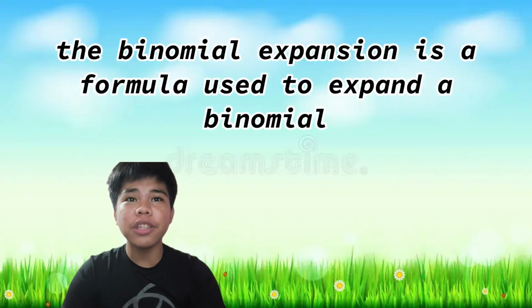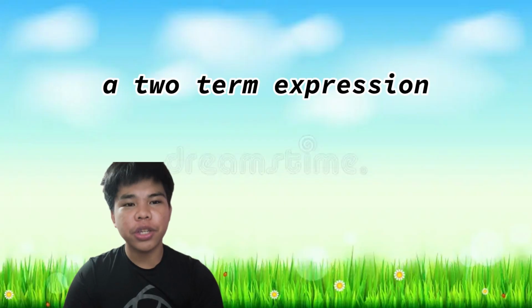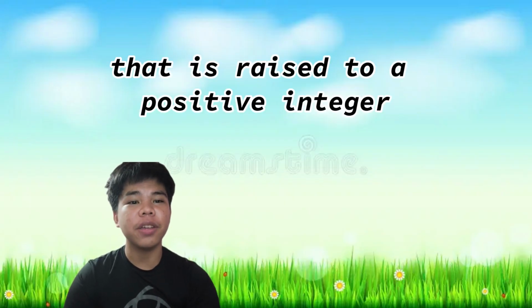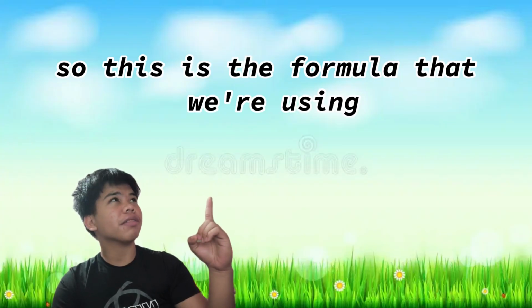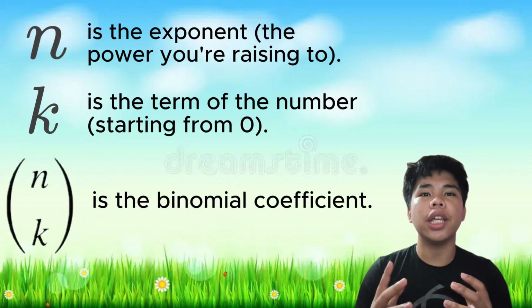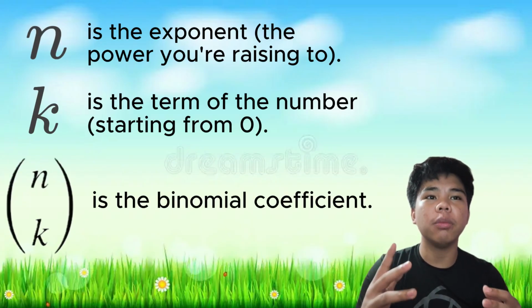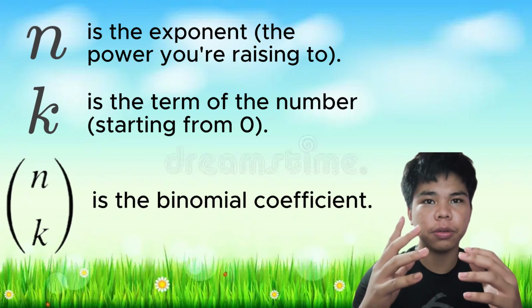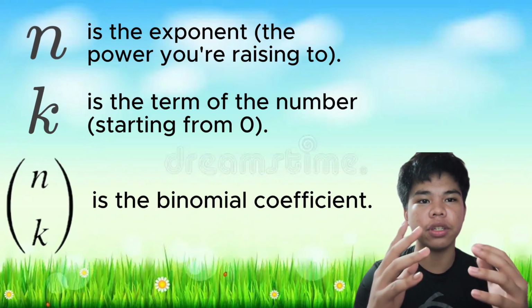The binomial expansion is a formula used to expand a binomial, a two-term expression that is raised to a positive integer. So this is the formula that we're using. n is the exponent, the power you're raising the binomial to, while k is the term number starting from 0. The n choose k, or nCk, is the binomial coefficient.